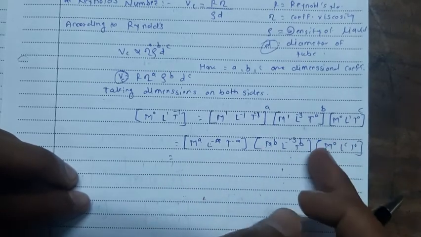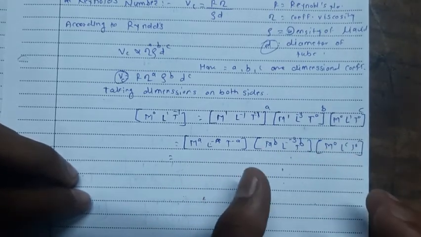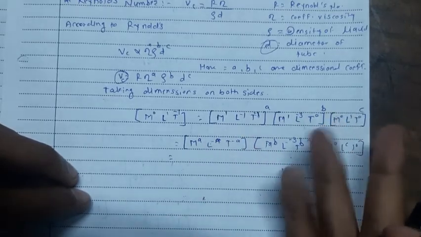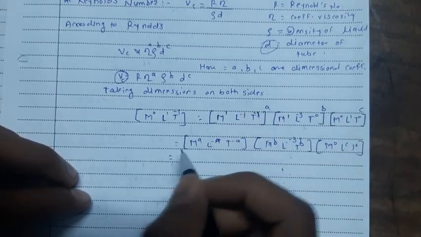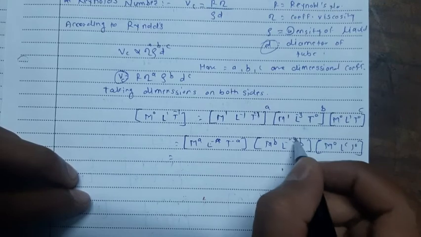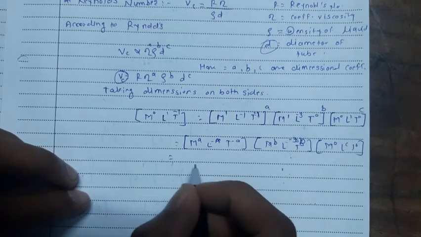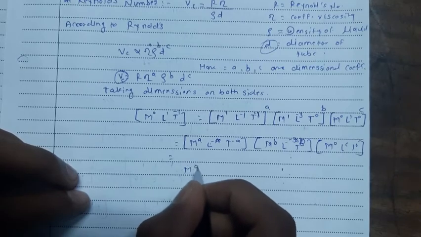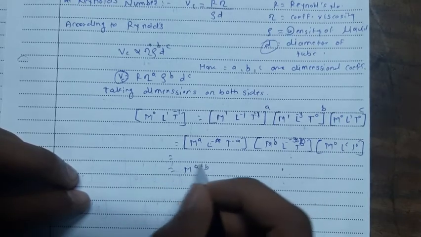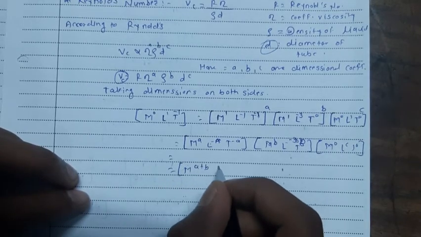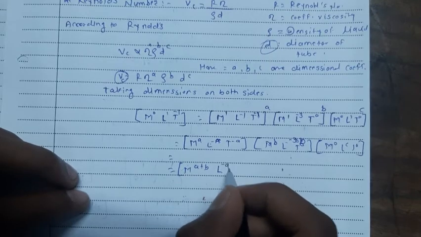Now further, the right hand side and left hand side will be the same. This is equal to, now we will simply take M to the power in one bracket and L to the power in another bracket. So it is M to the power, here it is A, here it is B. So M plus A plus B, and here it is 0.